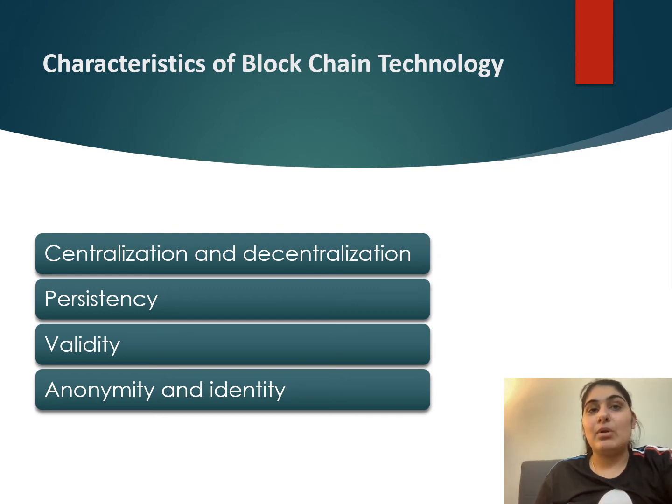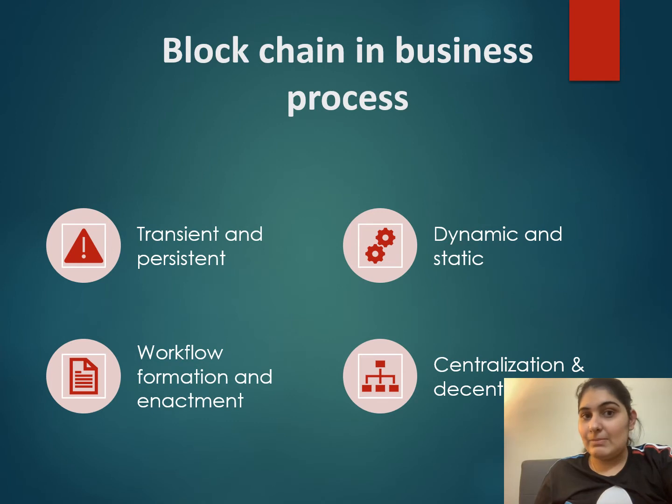In the identity, blockchain enables more secure management and storage of digital identification by providing unverified tamper proof benefit. In the blockchain, it is like a business process. There are different kinds of processes in blockchain. First one is transient and persistent.